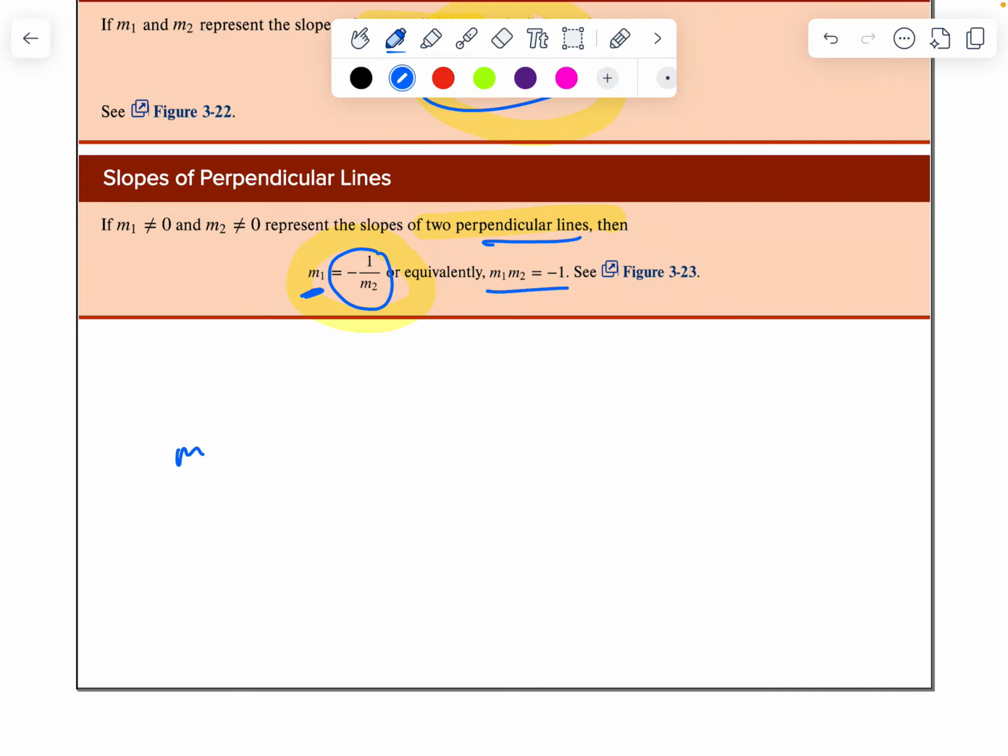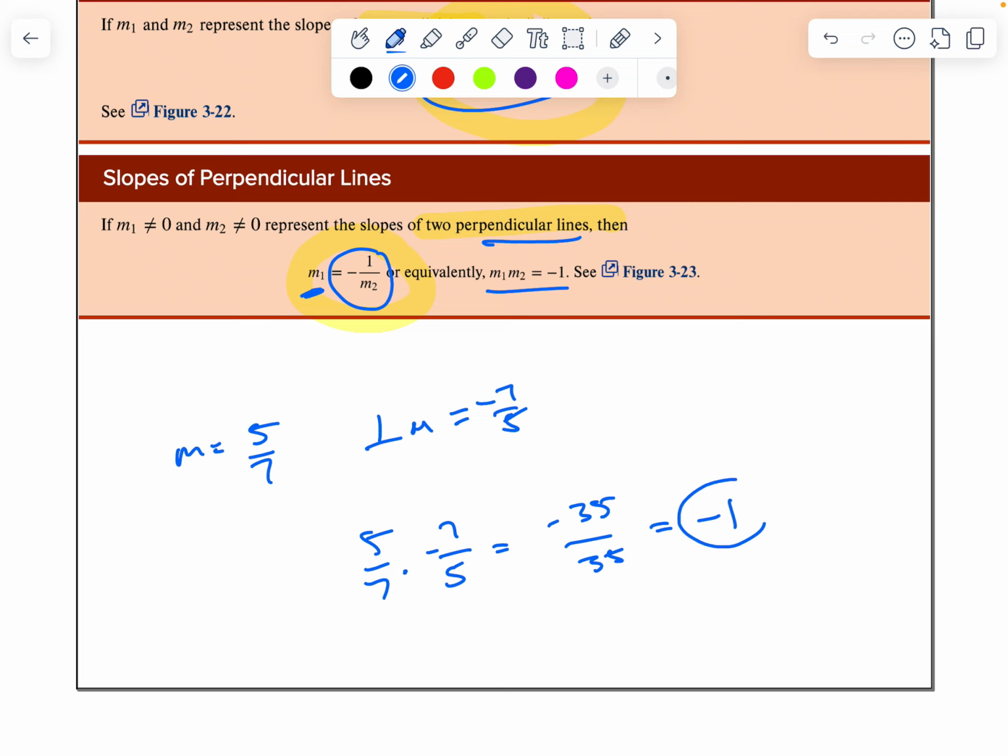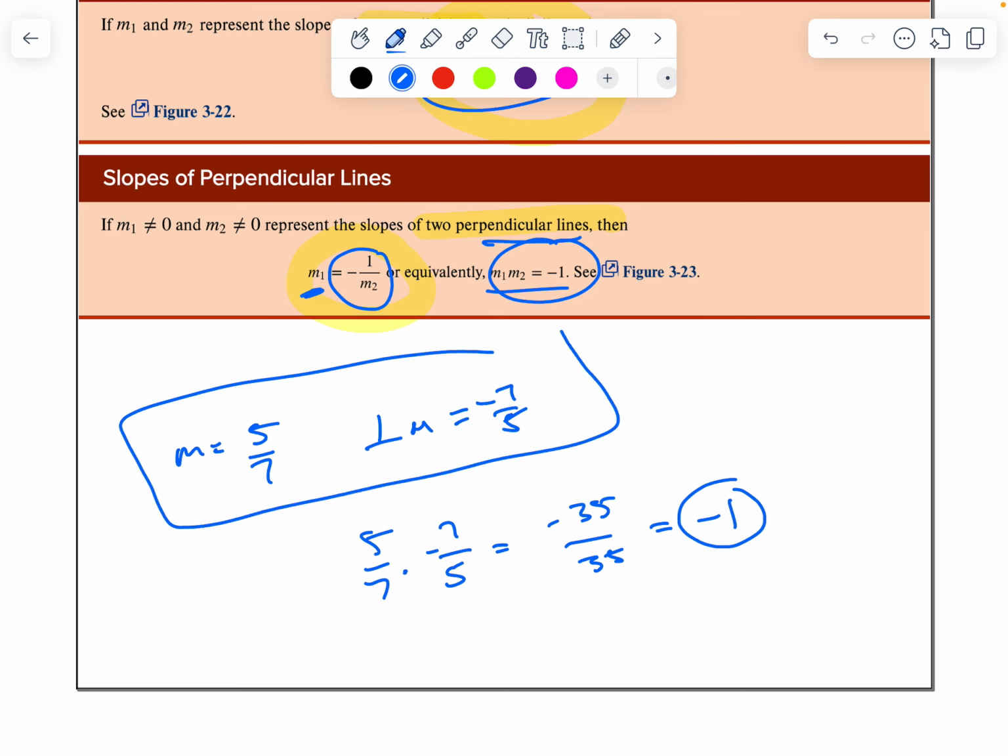obviously, if we multiply those two things, we should get -1. So if I had a slope, for example, of 5/7 and a perpendicular slope of -7/5, if I multiply 5/7 times -7/5, I'll get -35/35, which is the same thing as -1. Anytime you multiply perpendicular slopes, you also get -1. It's okay for us to just remember for now, two slopes are perpendicular if they have the opposite sign and they're reciprocals.